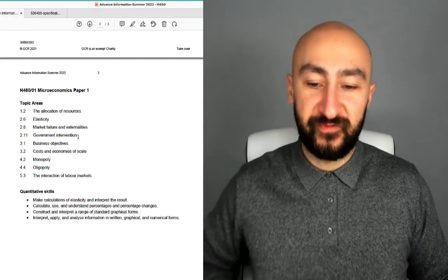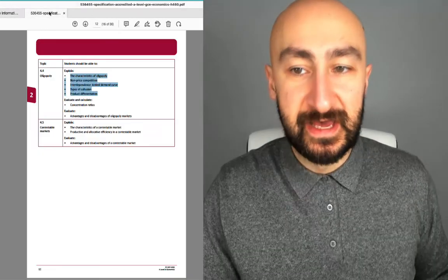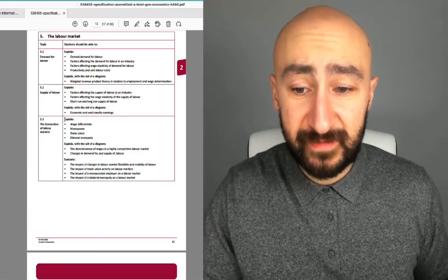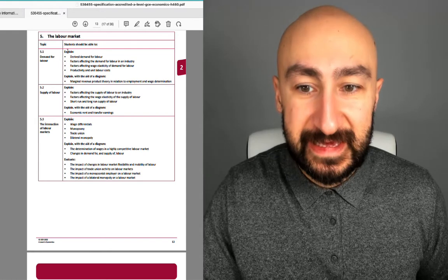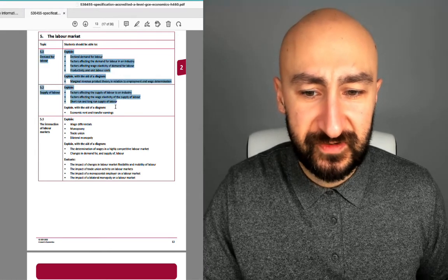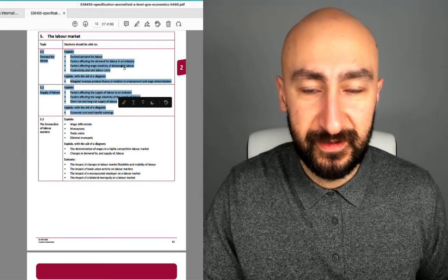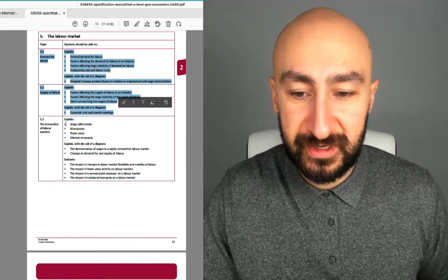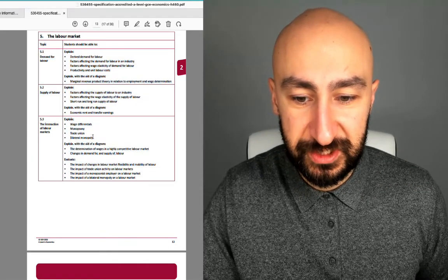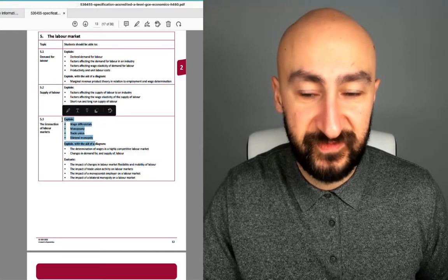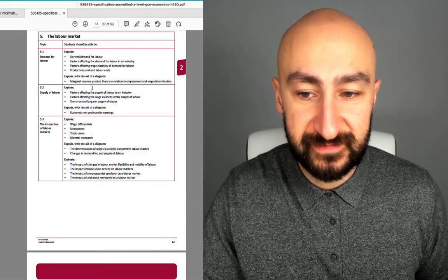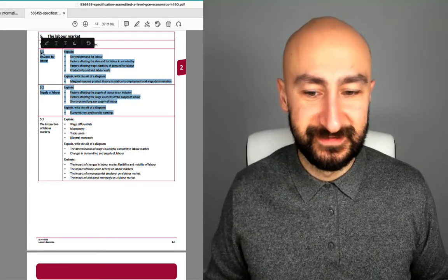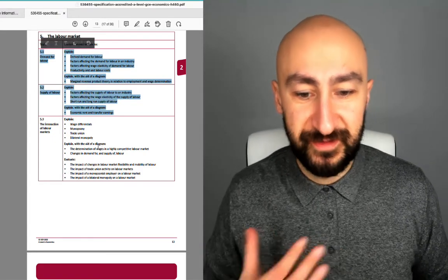All right, and then we've got the interaction of labor markets. When we go through labor markets, it's talking about the interaction here. Okay, does it mean that you don't need to understand the demand and supply of labor? Absolutely it does, because how are you going to discuss any of these things? You need to draw diagrams for these areas. How are you going to draw the diagrams if you haven't learned about demand and supply of labor? Okay, so it's important that you do that.